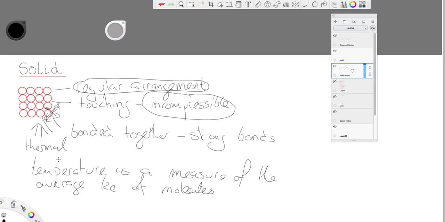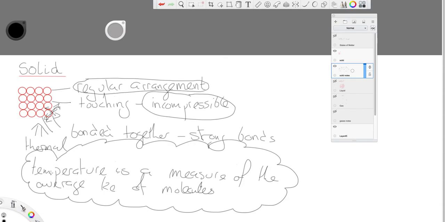Now that's really important. Something for you to really get clear in your head. Temperature is a measure of kinetic energy of the molecules, but not just kinetic energy, but the average kinetic energy. That means some atoms or molecules might have more kinetic energy than others. That's really important. So that's what temperature is. You're measuring the average kinetic energy of the molecules in your substance.